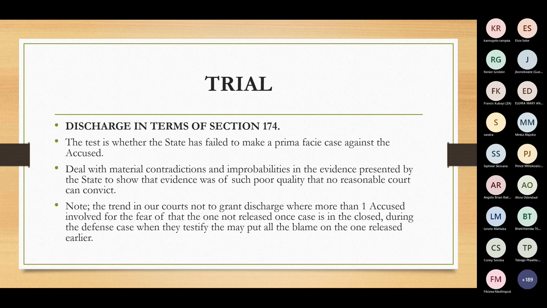That is a case that is on face value, something that is probable, that can lead to a possible conviction should it go to the end of the trial. So on this part, we are dealing with the material contradictions. If there were material contradictions that came up in the testimonies of the witnesses, any improbabilities that you picked up from the state witnesses that show that the witnesses' evidence was of such a poor quality that it would be difficult for a reasonable court to convict based on that evidence.